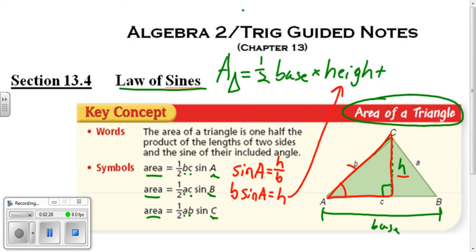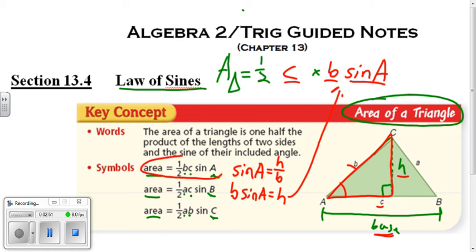Put our height back into this place right here: b sine A. Our base, right here we said was c, so we'll get rid of that one right there. So now we have area of the triangle equals 1/2 b times c times sine A. That's where this one came from.